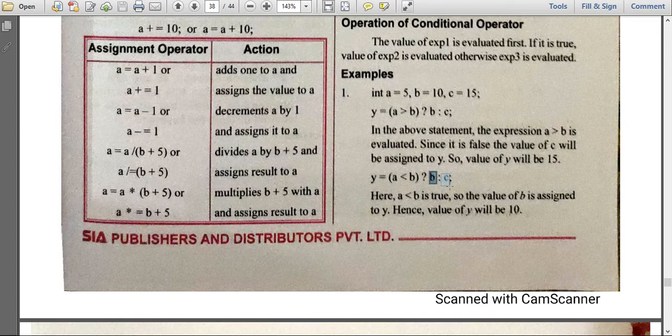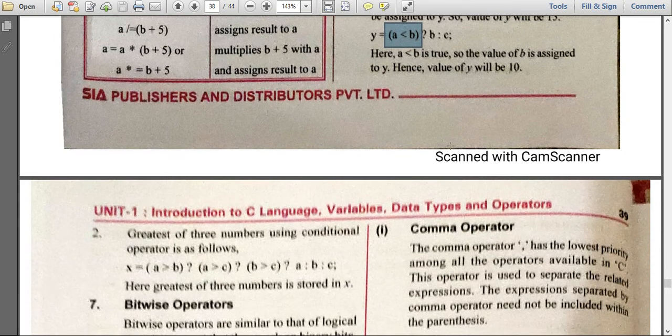Which of these two values gets assigned depends on the condition. If the condition is true, b will be executed. If the condition is false, c will get executed. In between b and c, only one will be executed, depending on the condition you have. Okay?